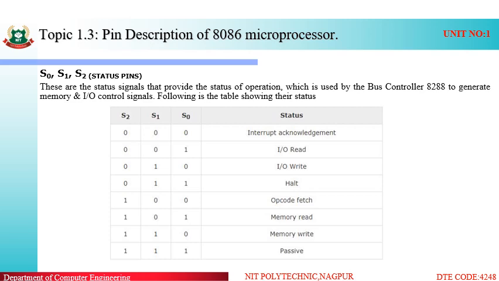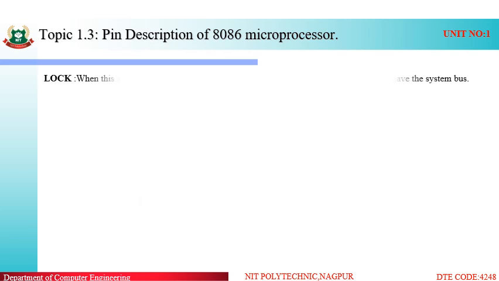So when we get the status as 000, that means the current status of our operation is interrupt acknowledge. Similarly, 101 means a memory read related operation is going to be performed. 110 means the processor is performing a memory write related operation. 111 means the processor is in a passive or inactive stage.